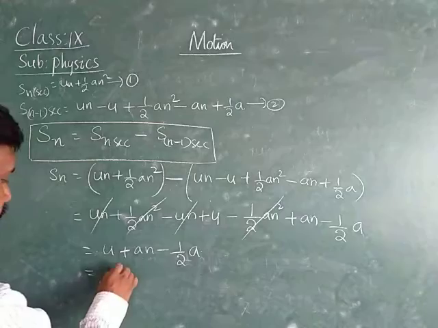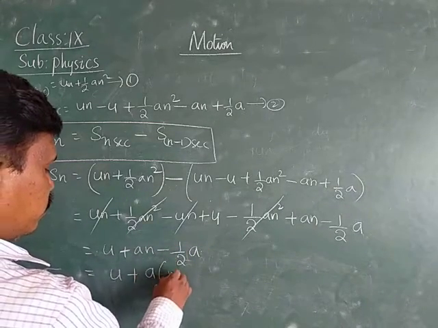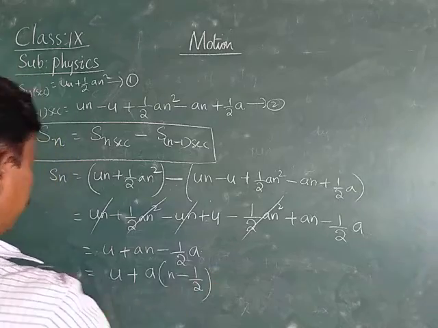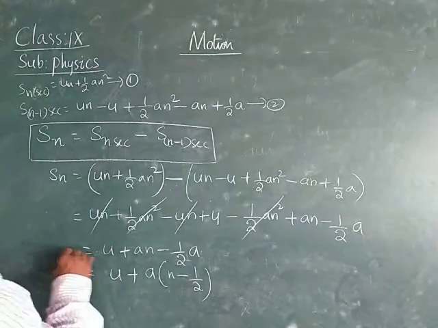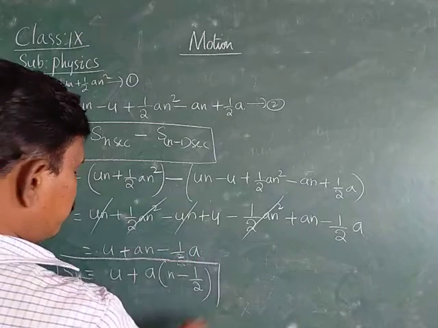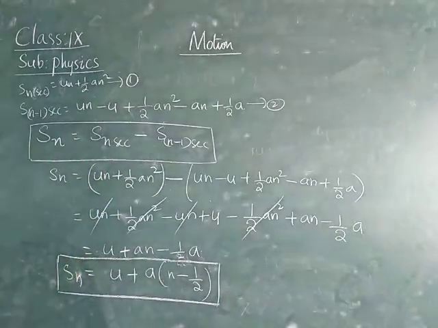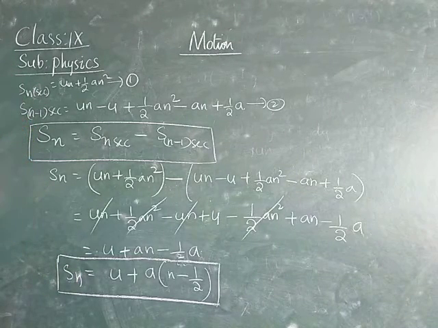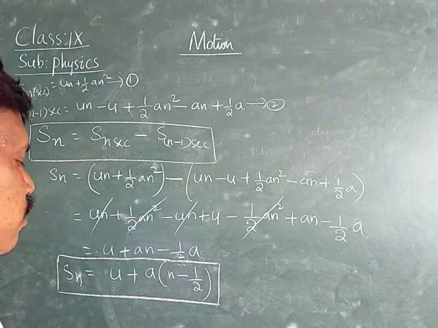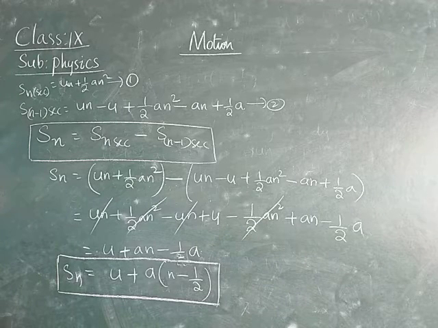If you write together a plus, here what is common? A is common. A into n minus half. What is this? Sn is equal to u plus a into n minus half. This is how we derive these equations. Okay. This is the derivation of Sn is equal to u plus a into n minus half.